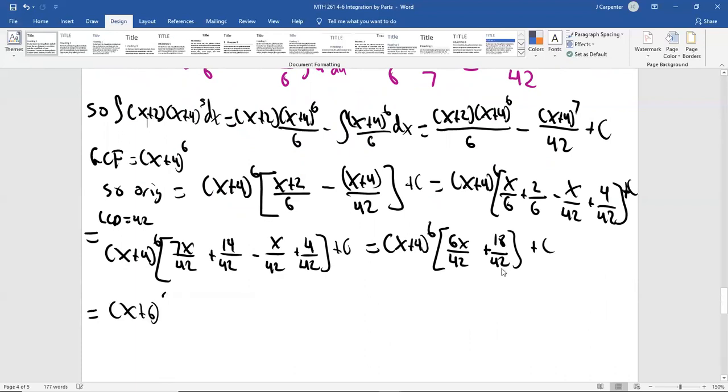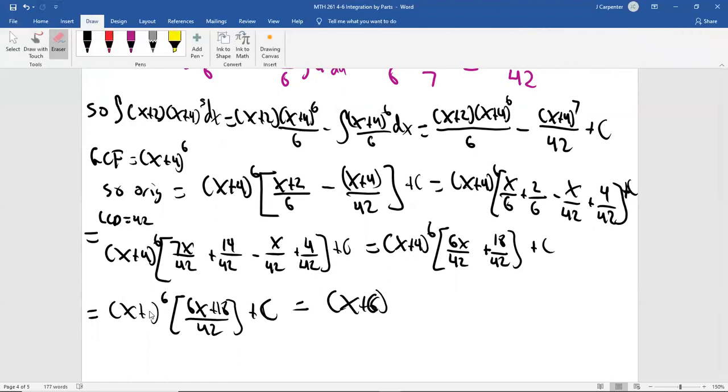X plus 6 to the 6th bracket. So again, what I'm trying to say here is 6x plus 18 all over the 42, and then reduce as much as possible. Final answer coming up, x plus 6. X plus 4, I gotta fix that. X plus 4, I'm going too fast. Oops, draw. X plus 4 to the 6th, bracket, which could really be a parentheses now. And 2 goes in all of those, so that's a 3x.